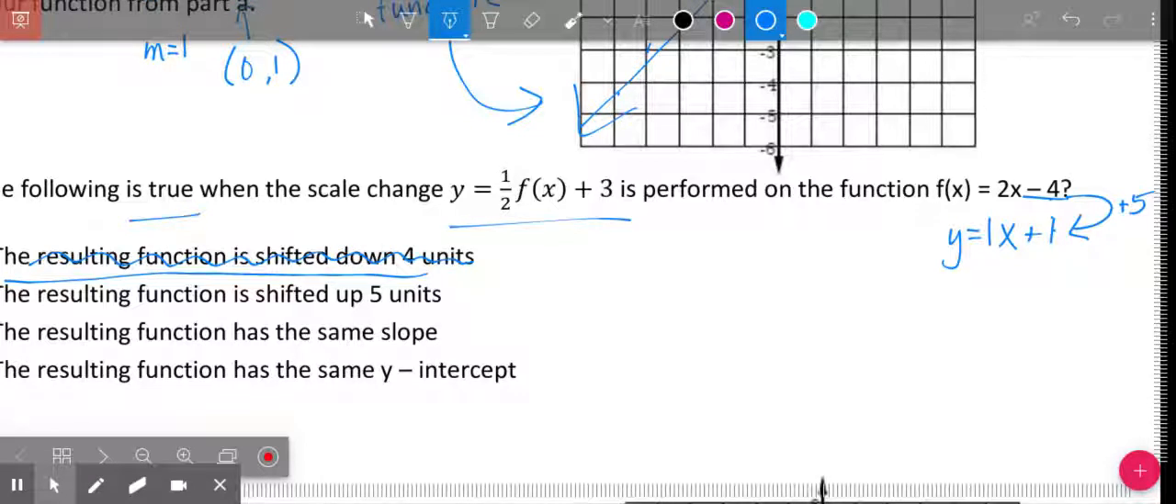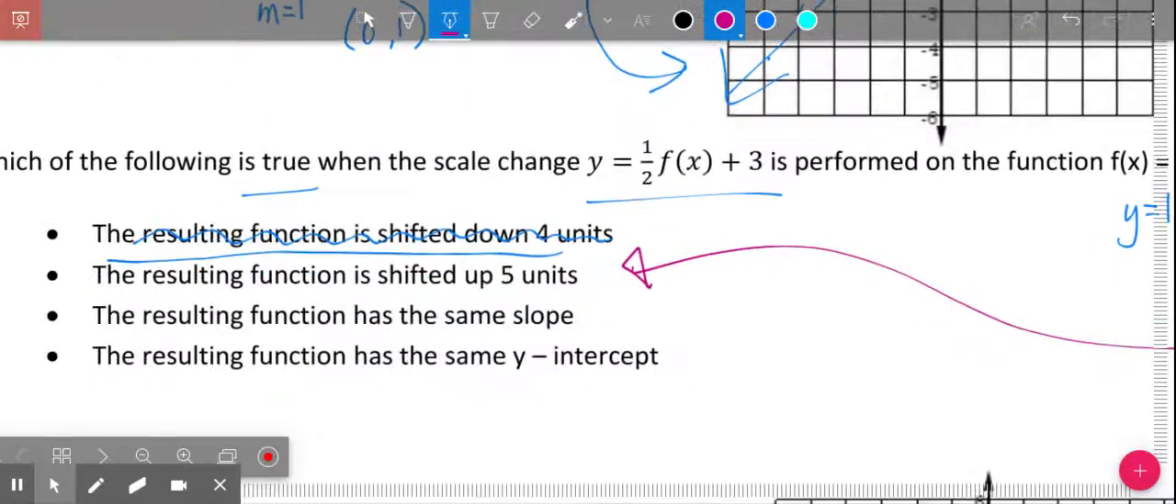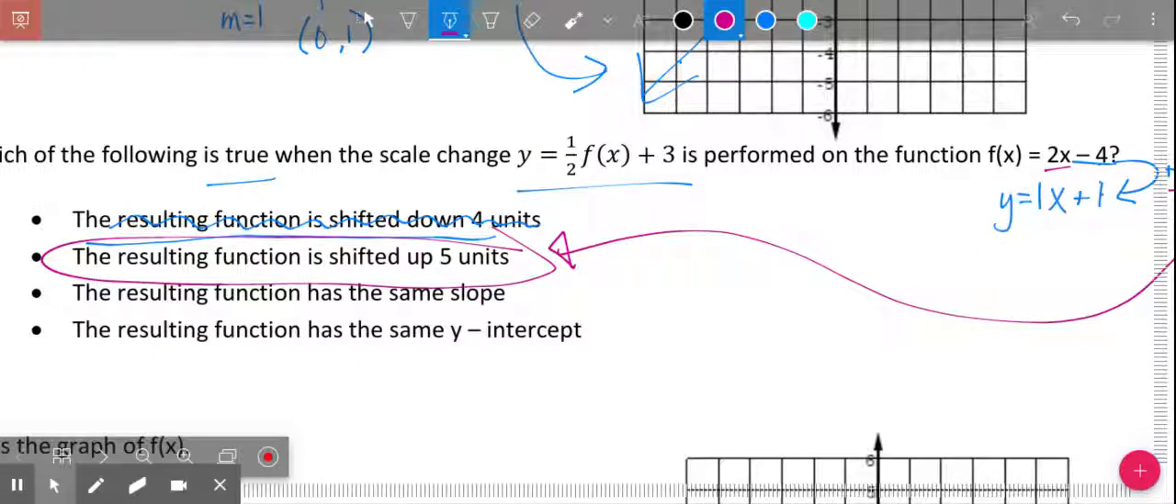The next one says the resulting function is shifted up 5 units. Well, hey, we just said that. Awesome, I love it when I answer my own questions. We just said that it went from negative 4 to 1, so it shifted up 5. So this has to be true: the resulting function is shifted up 5 units. Let's check the next two just to make sure. It says the resulting function has the same slope. Well, this was a slope of 2, now it became a slope of 1, so obviously that's not true. And the next one says the resulting function has the same y-intercept. Well, we went from negative 4 to 1, so obviously that's not true either.